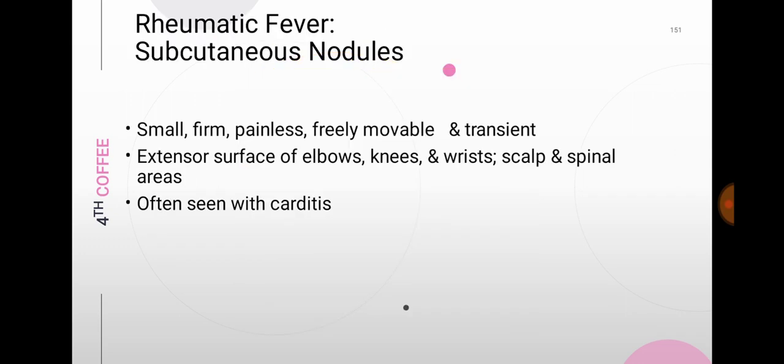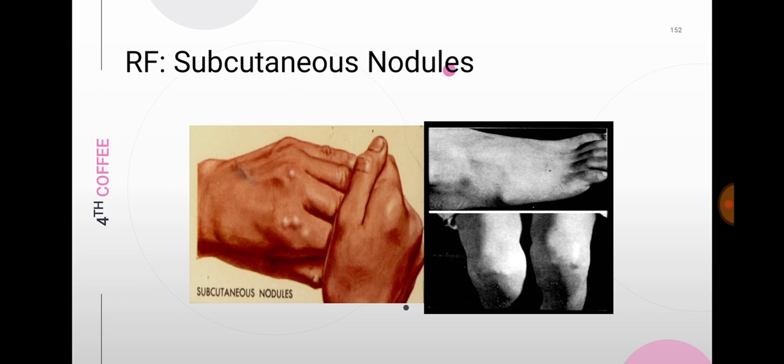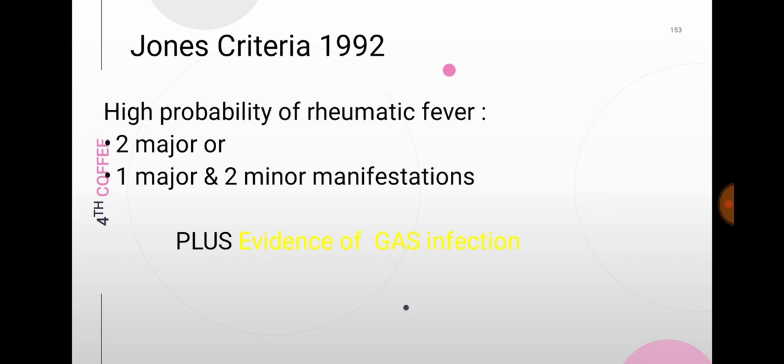Your subcutaneous nodules are small firm nodules. They are painless, freely movable, and often seen with carditis. So these are photos of your subcutaneous nodules. See those small nodules. So again, Jones criteria: RF is likely if you have 2 major or 1 major plus 2 minor criteria plus GAS evidence. So without GAS, no diagnosis of RF.